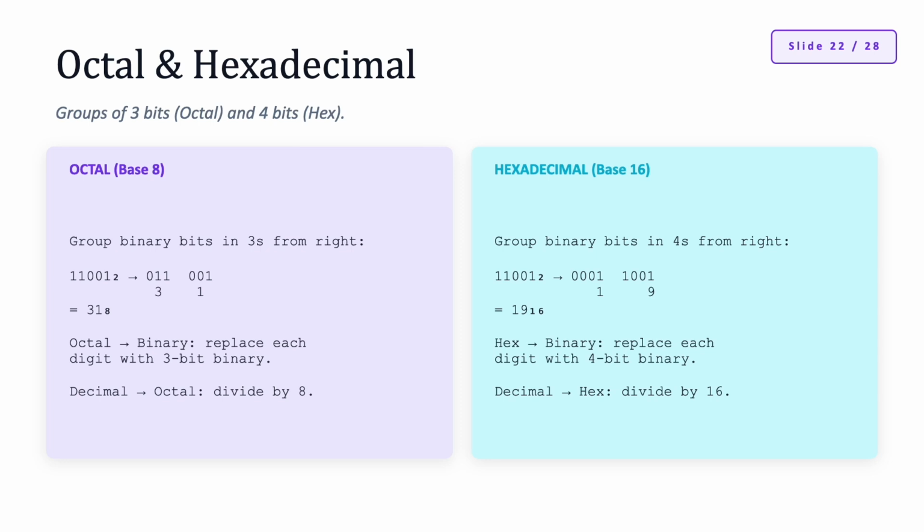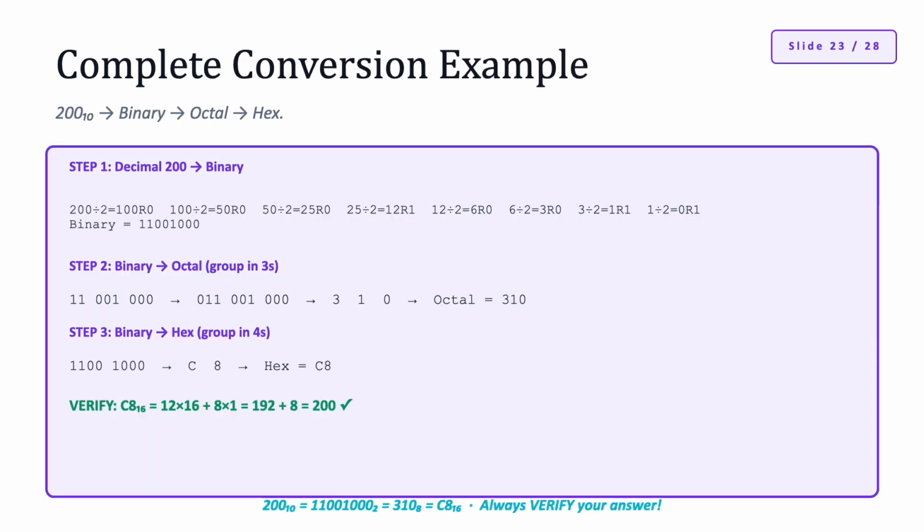Hexadecimal uses groups of 4 binary digits. Binary to hexadecimal: group in 4s from the right. Hexadecimal to binary: replace each hex digit with its 4-bit binary. From decimal to octal, divide by 8 repeatedly. For decimal to hexadecimal, divide by 16 repeatedly. Same method, different base. Let's do a complete conversion example.